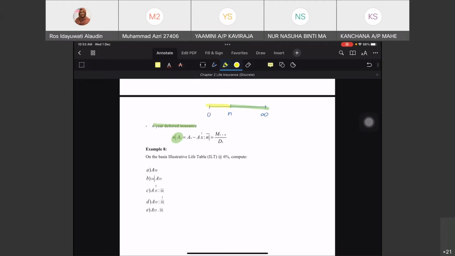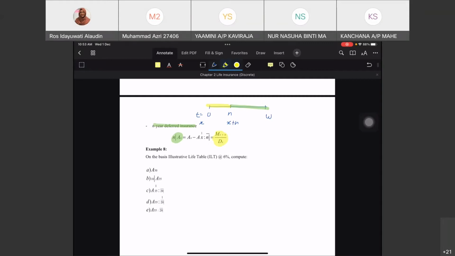There is no benefit before the n years. So we're starting from x plus n. This is t. If it's in terms of x, this is x plus n. So we put here until t years, let's say x plus t, or omega, for example. So this is omega because this is whole life insurance.